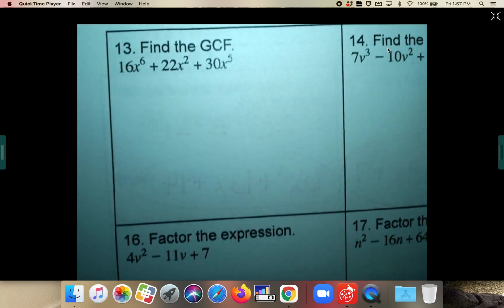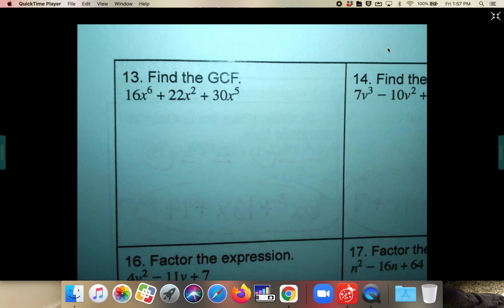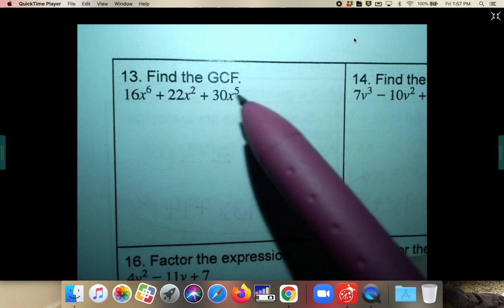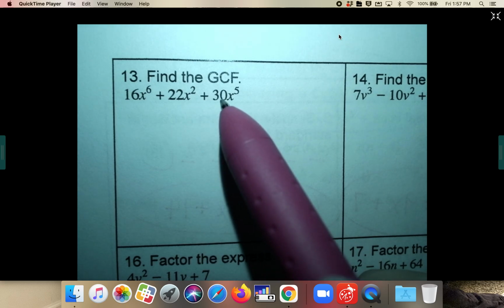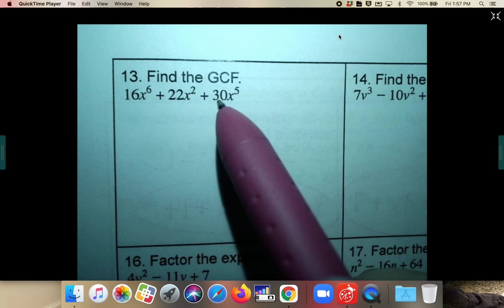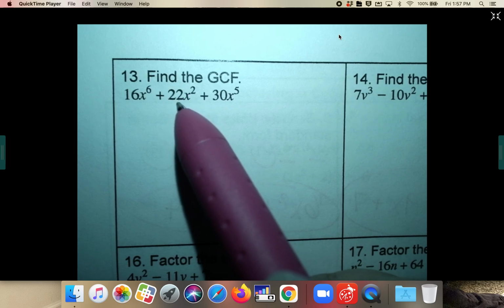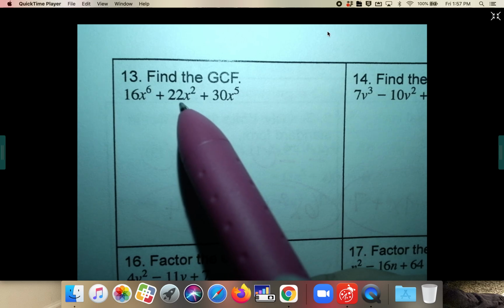All right, on the back, when you're finding the greatest common factor, you're just deciding what is the biggest number that will go into all three of these and what is the biggest amount of x's that I can also pull out of these. So I think right off the bat, the biggest number we can pull out is 2, because the only factors of 22 are 1 and 22 and 2 and 11. That's the only thing you can divide to get 22.